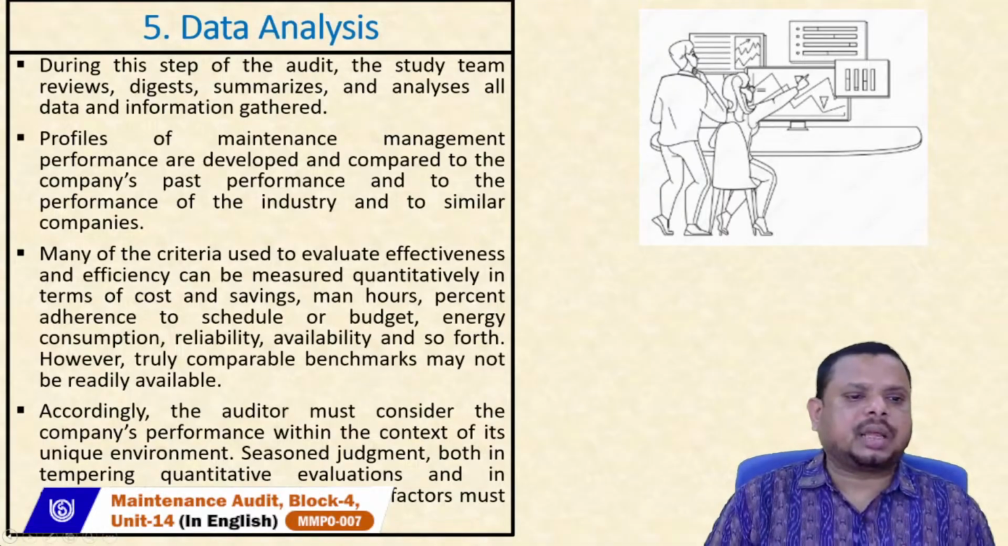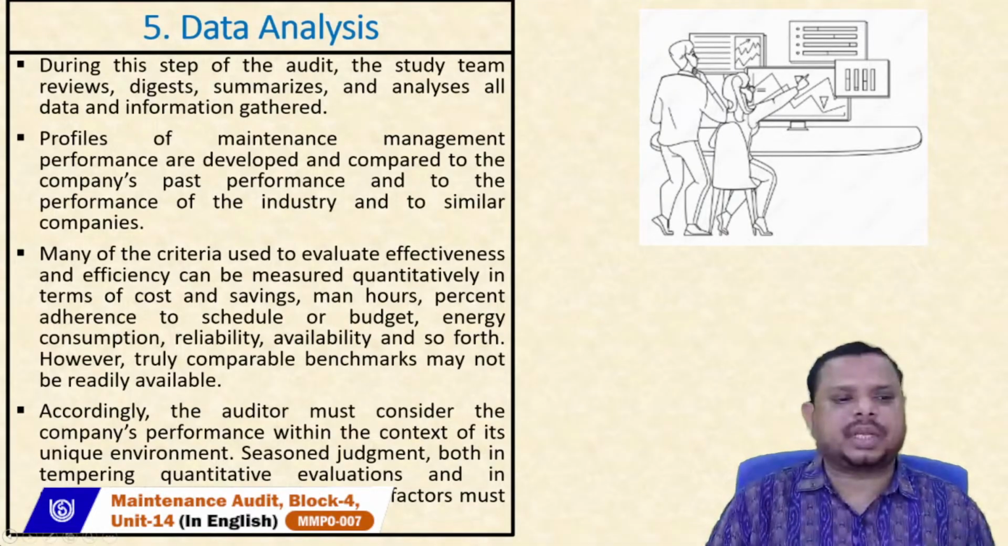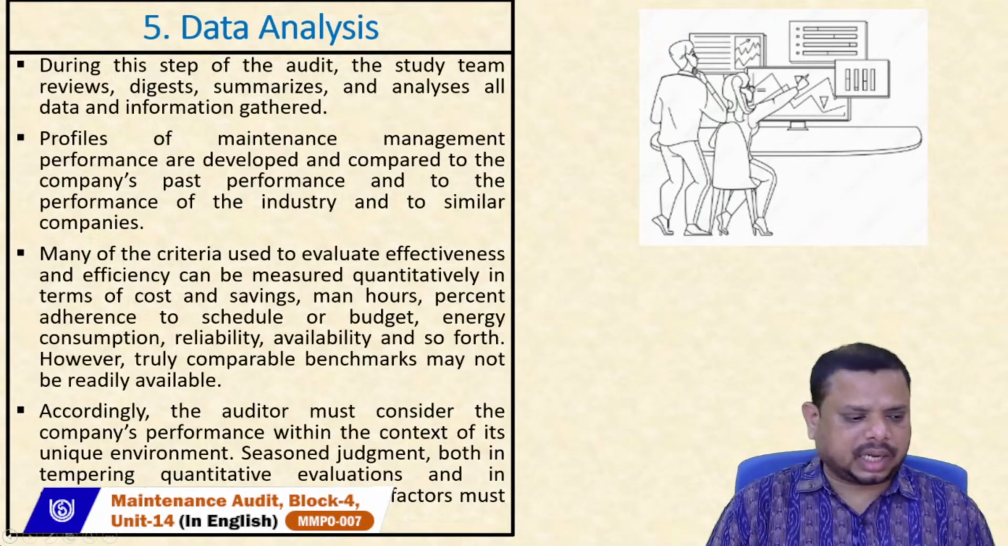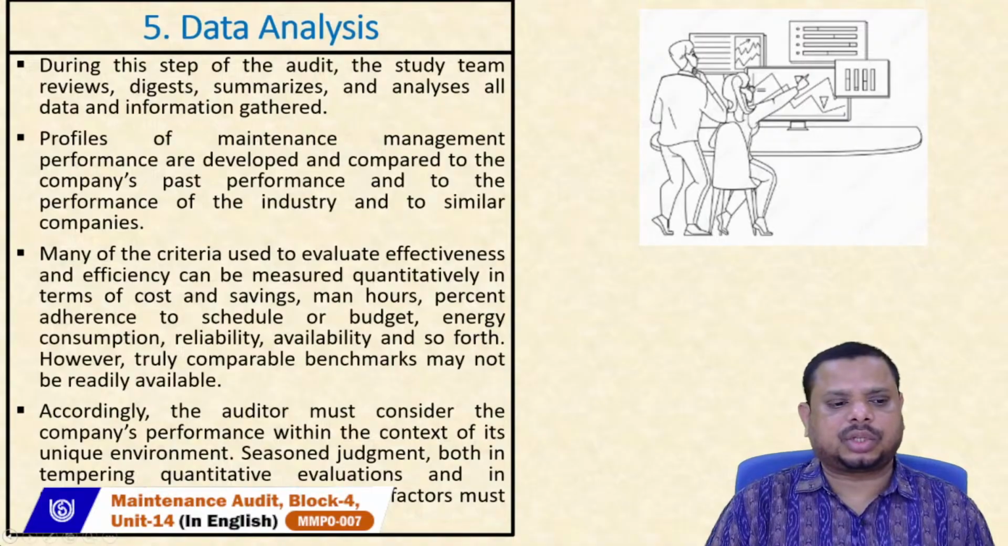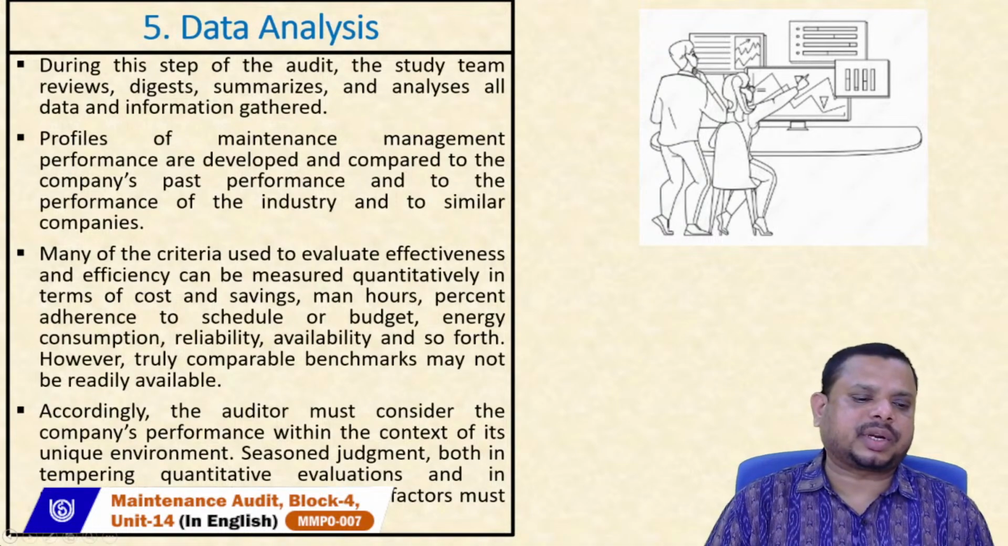The next important part is that many of the criteria used to evaluate effectiveness and efficiency can be measured quantitatively in terms of cost and savings, man hours, percentage adhered to schedules or budget, energy consumption, reliability, availability of machines and equipment, and so on. So truly comparable benchmarks may not be readily available. And the last important point of this data analysis is that accordingly, the auditor must consider the company performance within the context of its unique environment. Sound judgments, both in tempering qualitative evaluations and measuring less tangible performance factors, must be used.